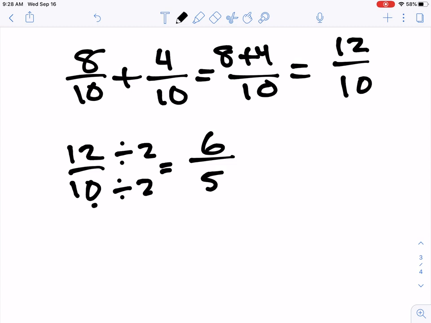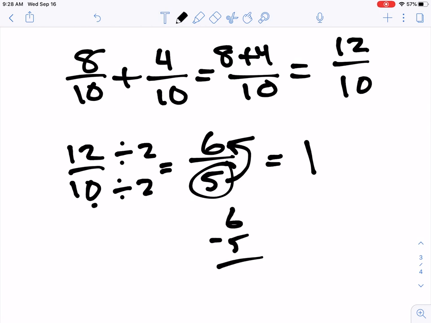So I'm going to have to write this as a mixed number. I'm going to look at how many times 5 goes into 6. Well, it goes into 6 one full time. And then what is left over? 6 minus 5 is 1, so you have 1 part left over. Sorry, I'm fumbling over my words here.